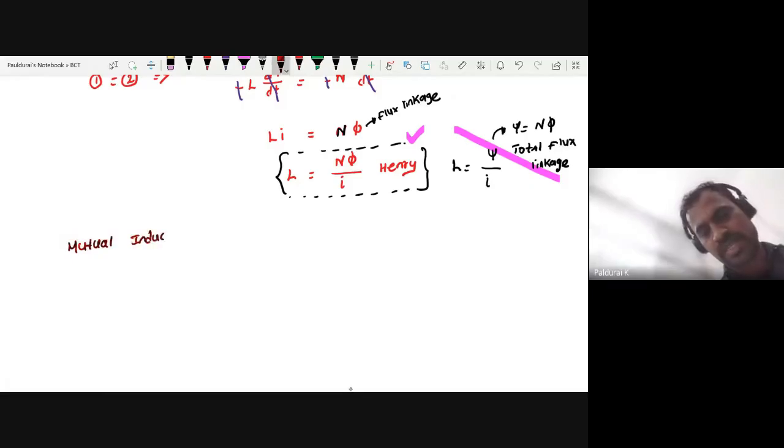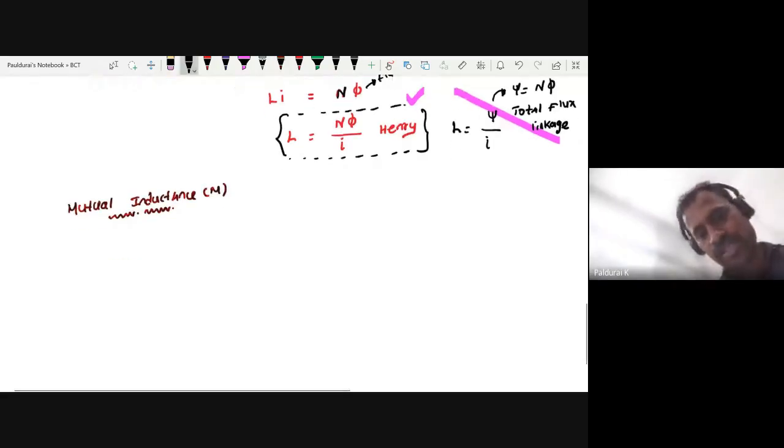Mutual inductance, M. Let me take two coils. Minimum I require two coils for mutual inductance, right? So take coil 1 and coil 2. Take L1 and this is L2. Take this current as some I1 and this current as some I2.